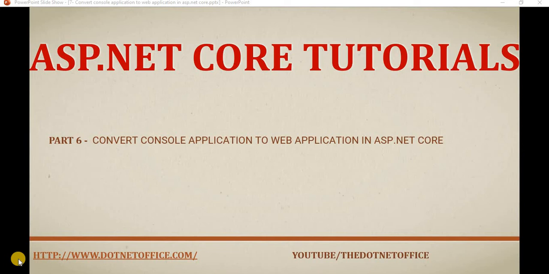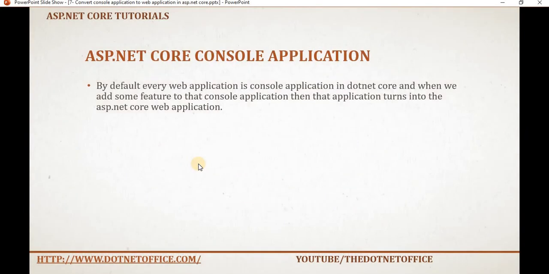So in this tutorial we are going to see, if we have a console application, how we convert that console application into a web application in ASP.NET Core. So let's see, as I explained, by default every application in .NET Core is a console application, and when we add some features to that console application, then that application turns into the ASP.NET Core web application. So what we will do first is create a console application.